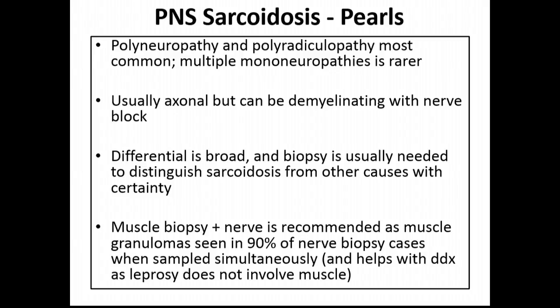If you are going to biopsy, there's a nice paper in Brain that shows that 90% of nerve biopsy cases also have granulomas in muscle when you do both at the same time, which can be helpful if you're concerned about leprosy or other granulomatous causes of nerve problems. Or it might just increase your yield. If you're going to go in there anyway, it gives you another chance at bat to make the diagnosis. So that's typically how we practice when we go after nerve for sarcoidosis.